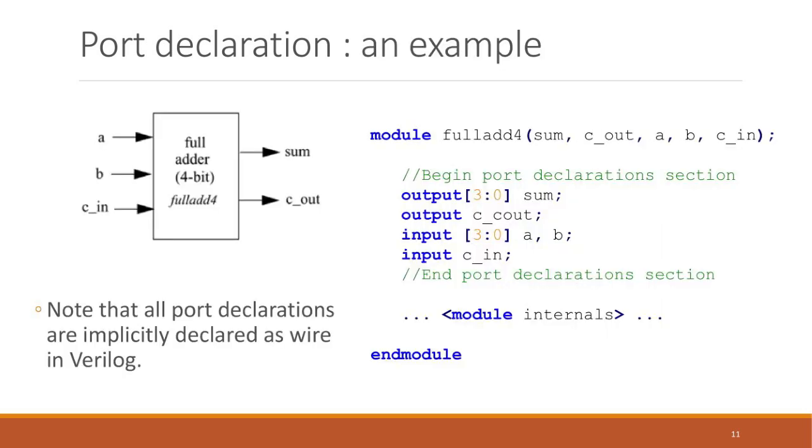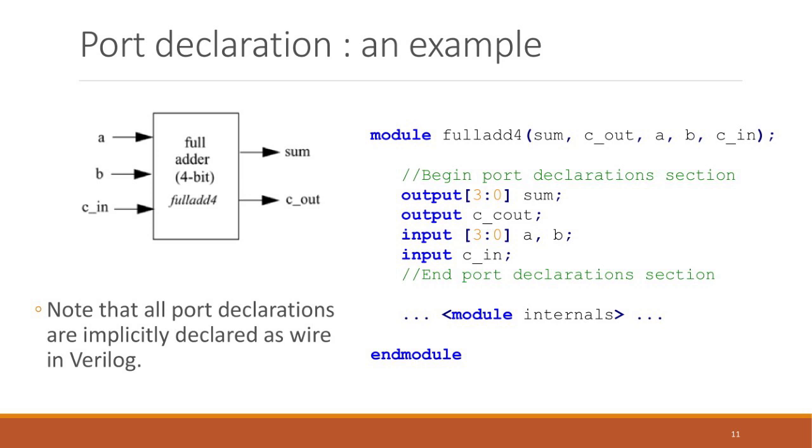Here you can see an example for ports declaration. We have already seen this port declaration being done before in previous examples, but you can have a look at this if you did not understand it properly before. Now for this fulladd4 module, the ports list contains the signals sum, cout, A, B and Cin, and we need to declare them as either inputs or outputs.